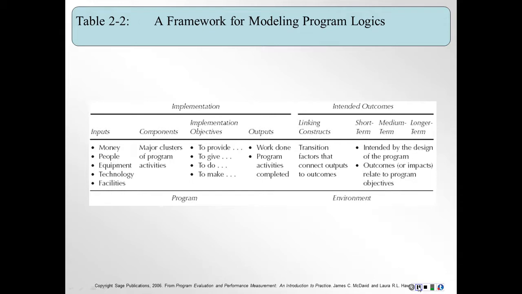Looking across the bottom of the diagram there, the bottom of Table 2-2, you see on the left-hand side 4 columns of things that happen inside, more or less, the program. And then the last couple of columns, things outside the program. The outputs, in fact, are sort of on the cusp between these. The outputs sort of come outside the program to affect the environment. So in some sense of the word, they're the beginning of the linking construct idea.